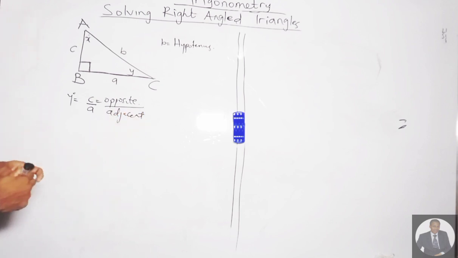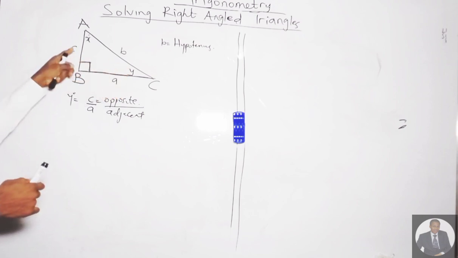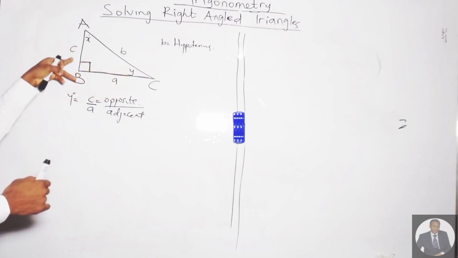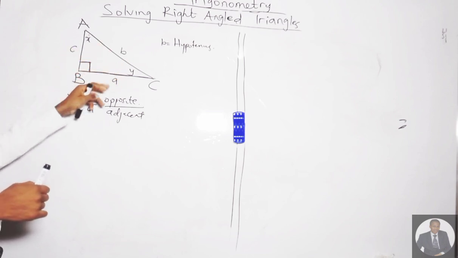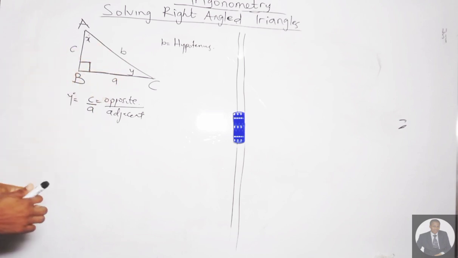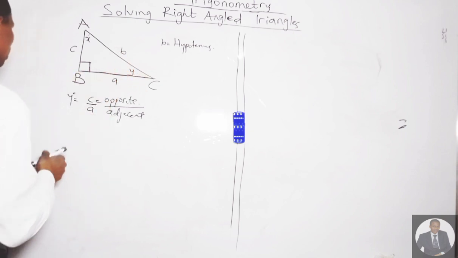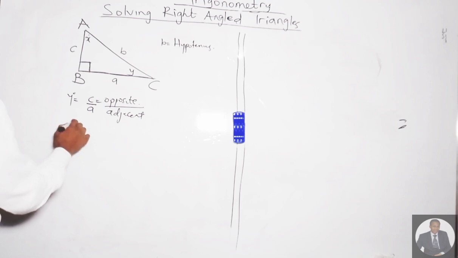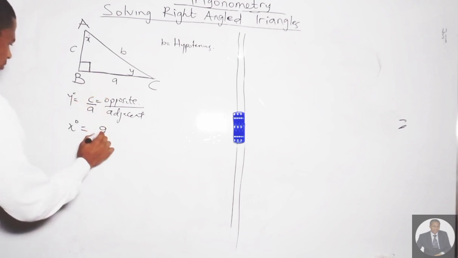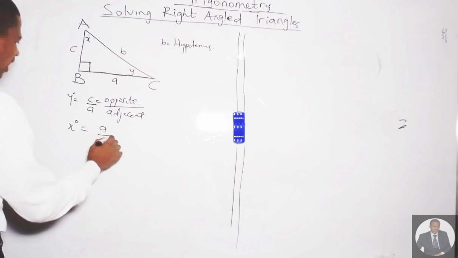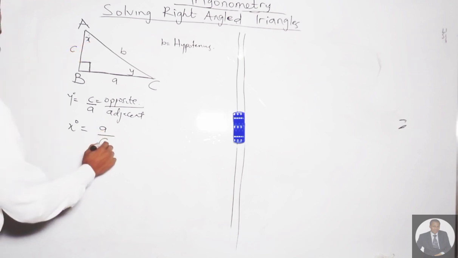Any side facing the angle in consideration is called the opposite, while the other side that is not the hypotenuse is called adjacent, and that adjacent is usually beside the angle in consideration. Let's look at angle X. The opposite side to X will be A, while the adjacent to X will be C.